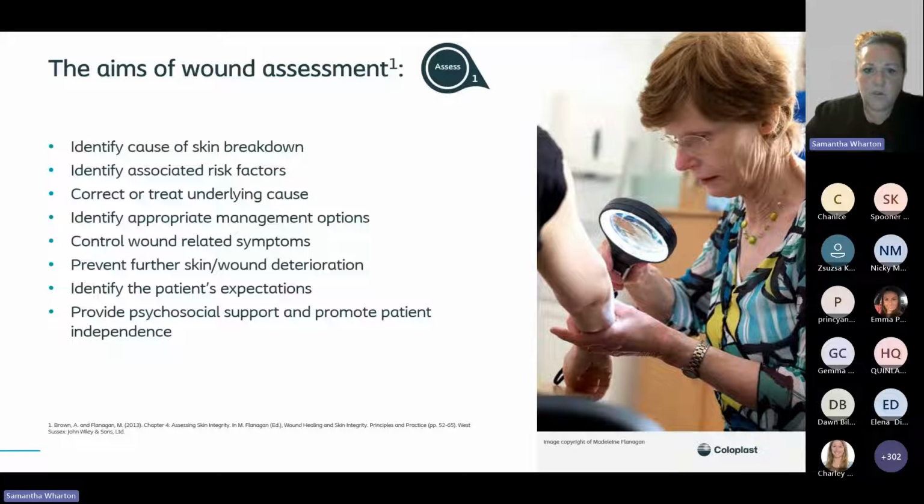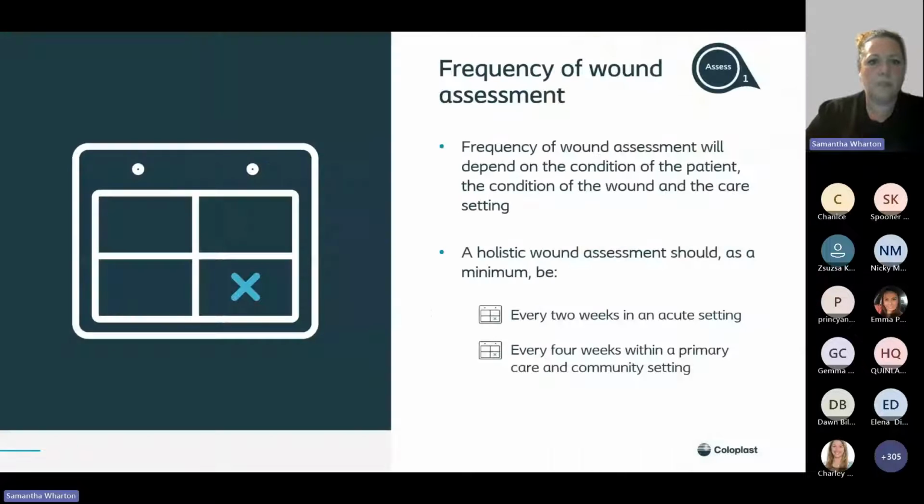Prevent further skin wound deterioration. So that could be from excess exudate sitting on that surrounding peri-wound skin. We need to make sure we're managing that, assessing that, and optimizing the healing potential. It's also about identifying the patient's expectations and managing that, and giving them the opportunity to promote their independence and be involved in the care of their wound, and provide that psychosocial support.